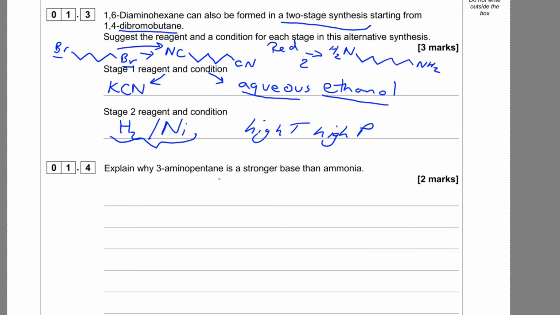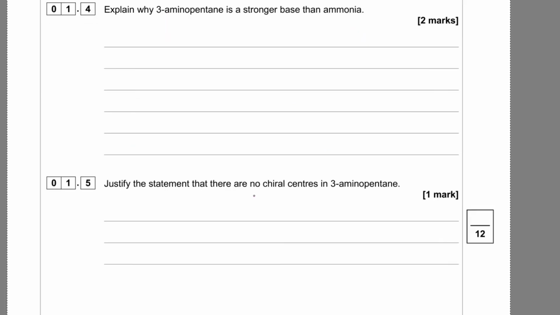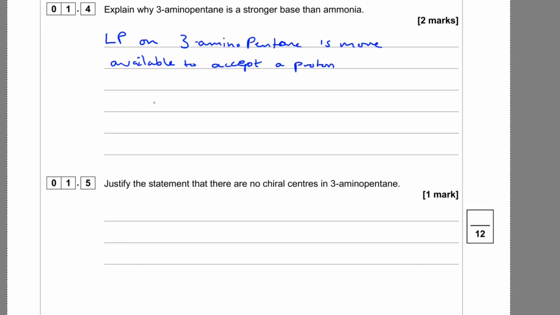Alright, explain why 3-aminopentane is a stronger base than ammonia. Right, so I'll clean that page and I will move down a little bit. So 3-aminopentane is a stronger base than ammonia. Why is this? Well, the lone pair on 3-aminopentane, that is an A, I'm not very good with this pen, is more available to accept a proton.